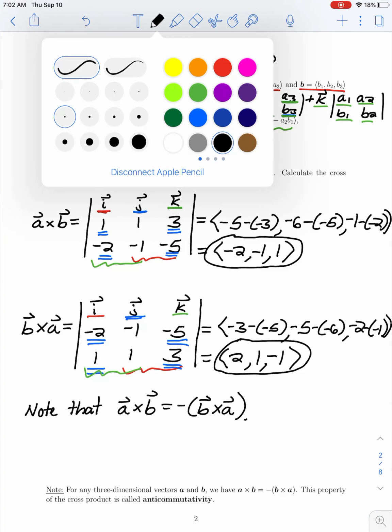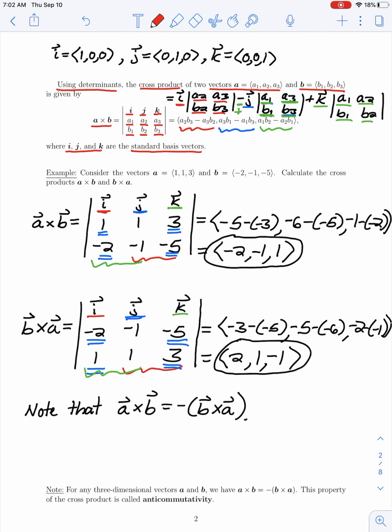So we could ask the question, well, does this hold in general? Is the cross product A cross B always the negative of B cross A? And it turns out that yes, that is the case. So for any three-dimensional vectors A and B, it follows that A cross B is the negative of B cross A. And this property is called the anticommutativity property of the cross product.